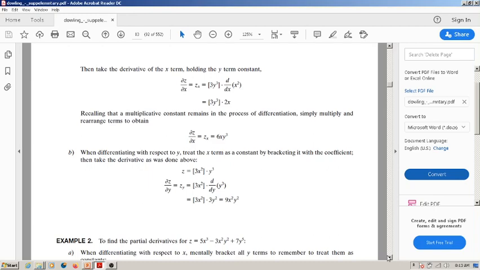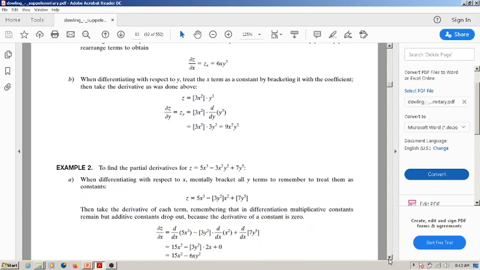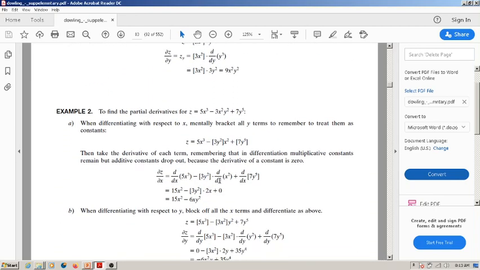Let us see one more problem. See example 2. Here you have to find the partial derivative for z is equal to 5x cube minus 3x square y square plus 7y raised to 5.